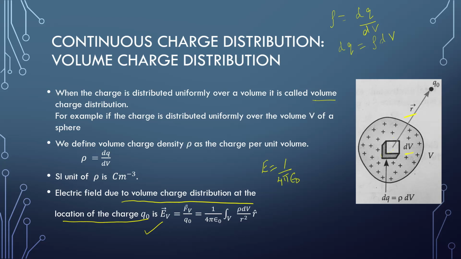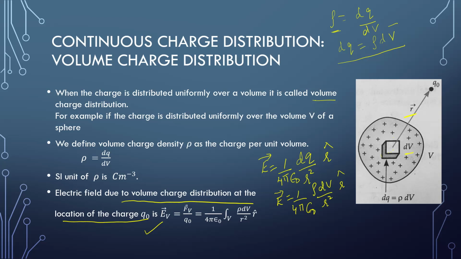Therefore in this case E is equal to 1 upon 4 pi epsilon naught. If I am talking about the small volume element, this is equal to dq upon r square into r cap, right? Now this dq, according to the definition of volume charge density, is equal to rho into dv. So when I write this down, rho into dv, I will get E vector is equal to 1 upon 4 pi epsilon naught rho into dV upon r square into r cap.